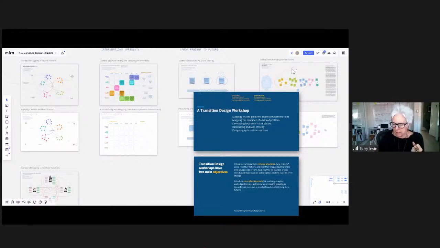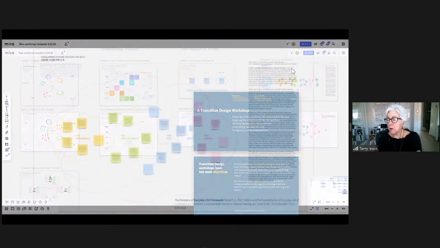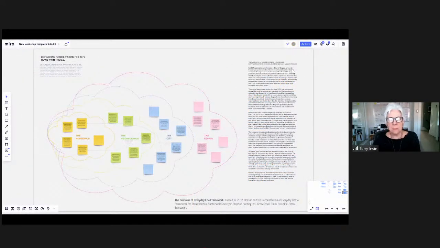Participants work through the steps I've already discussed, but in particular, I wanted to show you the templates related to visioning, or a few of the templates. This template challenges participants to develop facets of a vision of a long-term future in which the problem, in this case, COVID-19 in the US, has been solved.